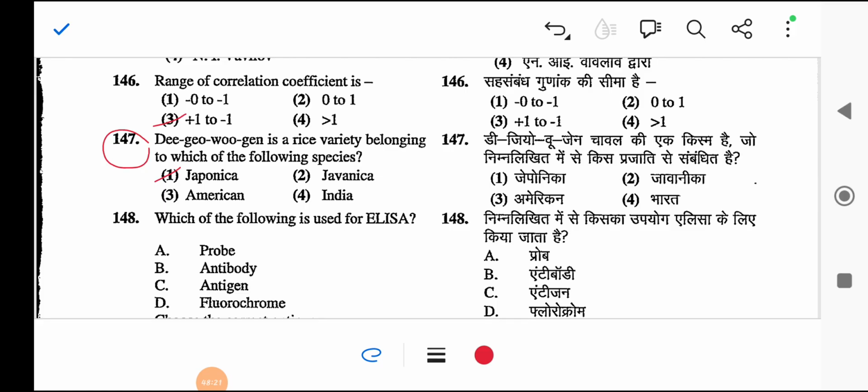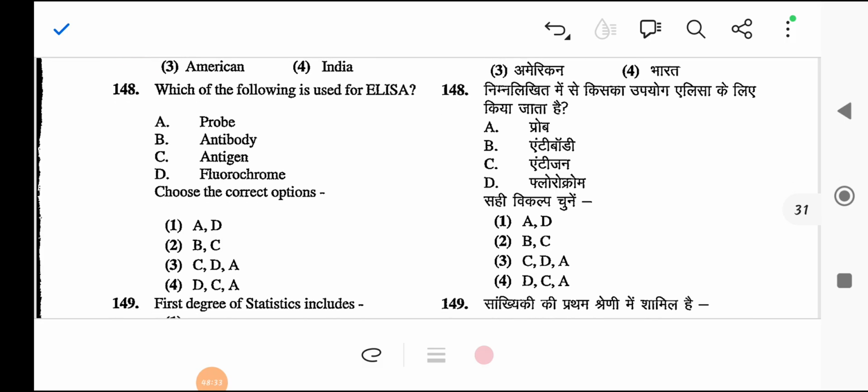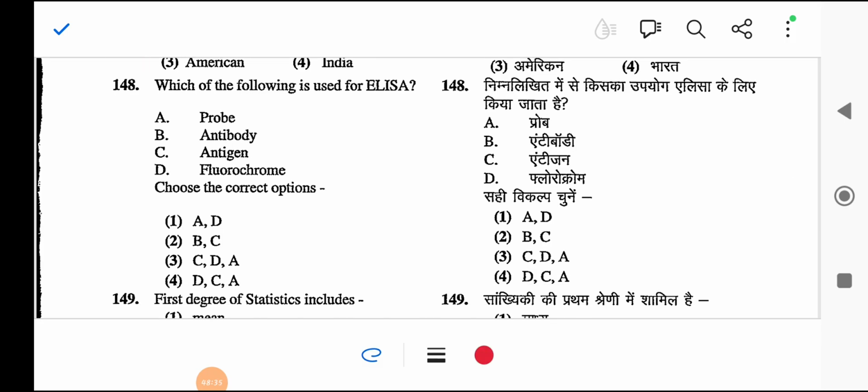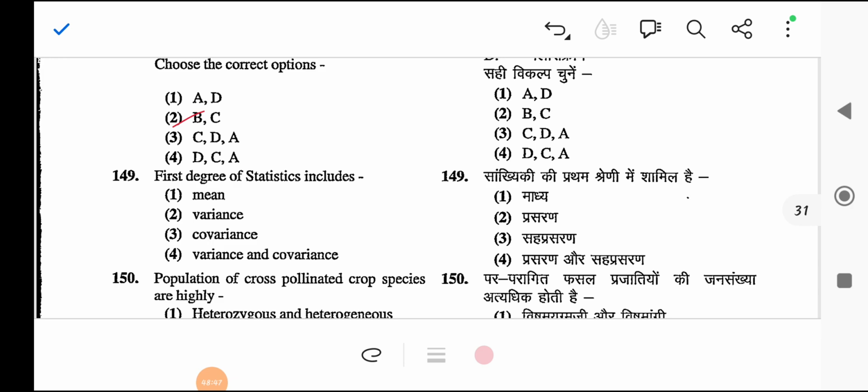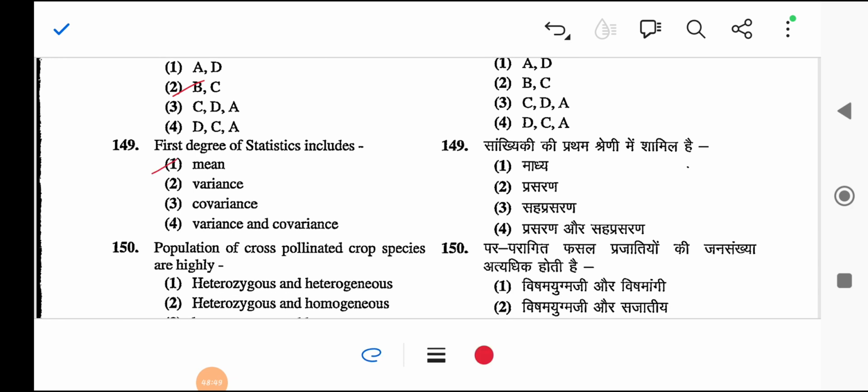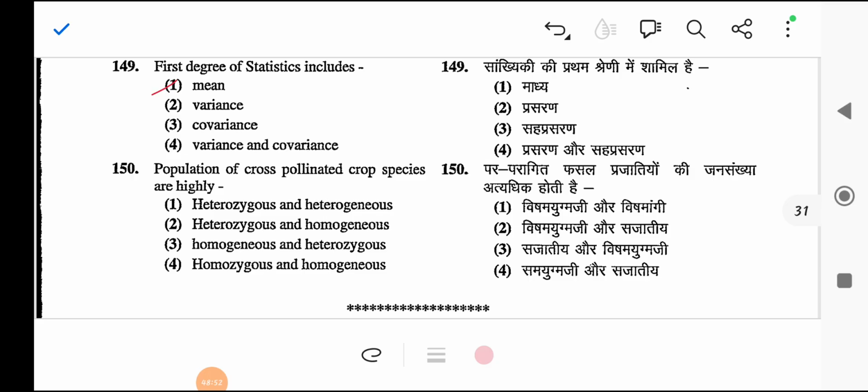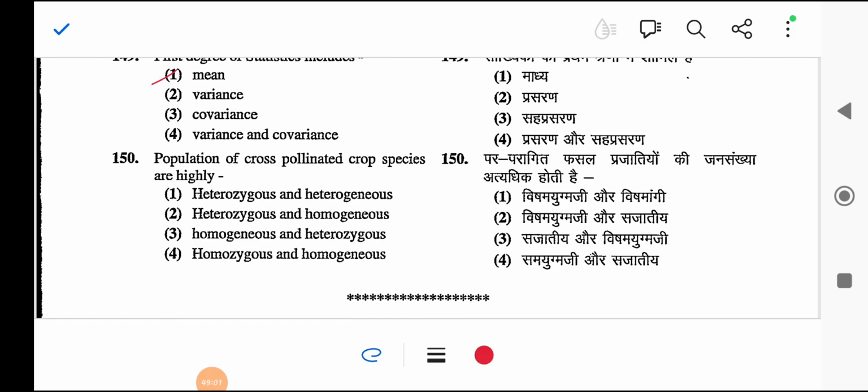Also we have done one question, Japonica and Indica show good F1 generation varieties. Okay, highest heterosis. Next is which of the following is used for ELISA? So for ELISA, what are used? For ELISA, antibody is used and antigen is used. Okay, B is correct. Next is first degree of statistics includes mean. Next is population of cross-pollinated crop species are. So cross-pollinated crop species are heterozygous and heterogeneous.